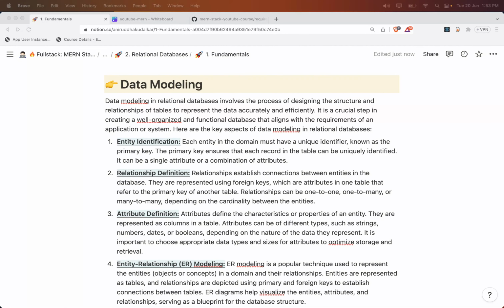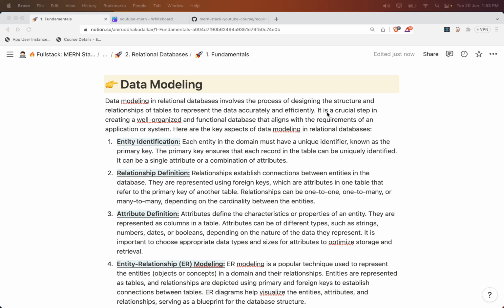Well, in the previous topic, we have seen a basic idea behind the relational database. What is a table? What are rows? What are columns? Constraints, primary key, foreign key. Now, if you want to design some database, what things need to be taken care of?